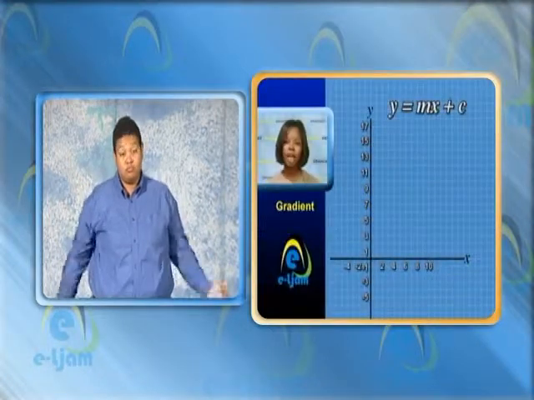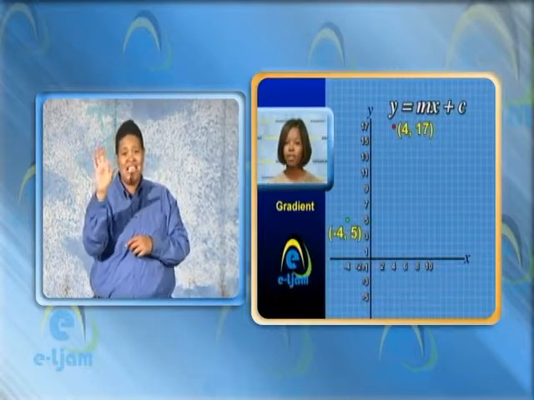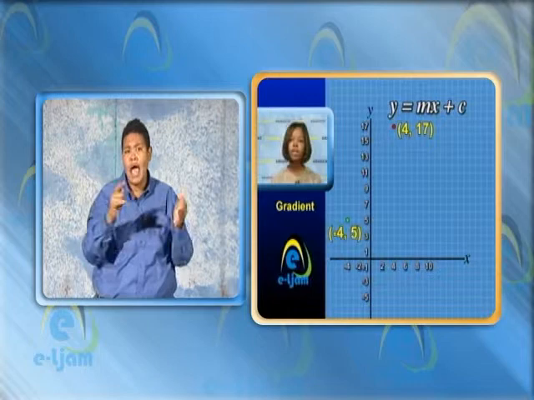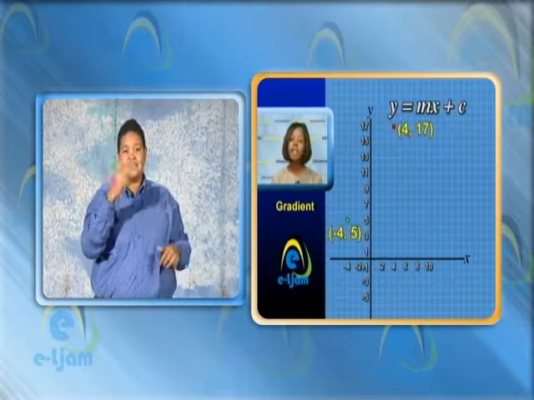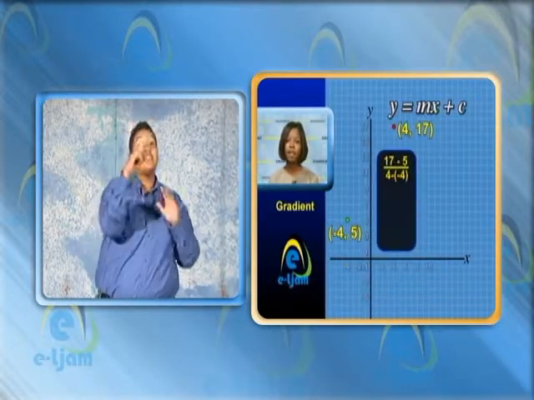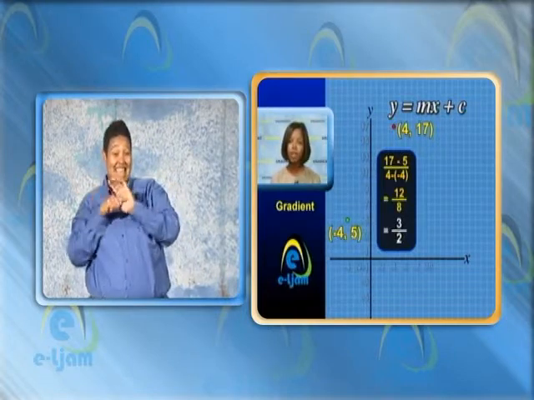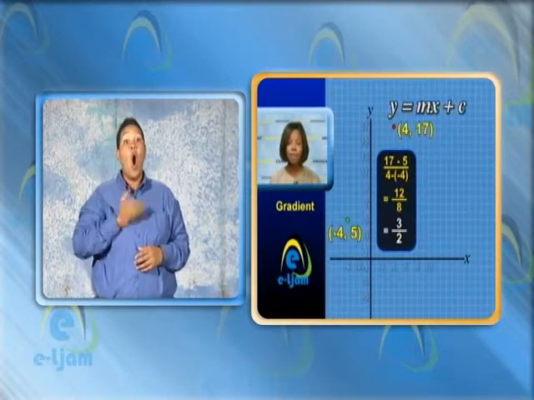So, if I give you the coordinates 4, 17 and negative 4, 5, can you tell me what the equation of the straight line is? First, we need to find the gradient of the line. Remember, it's the change in y divided by the change in x. This would be 17 minus 5 divided by 4 minus negative 4, which is 12 over 8, or 3 over 2. Yes, our gradient may be a fraction.